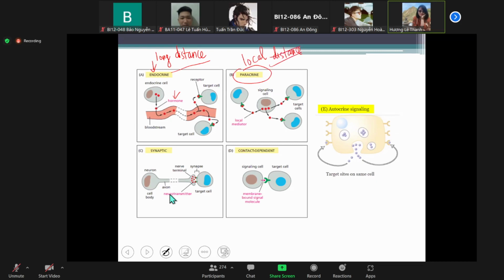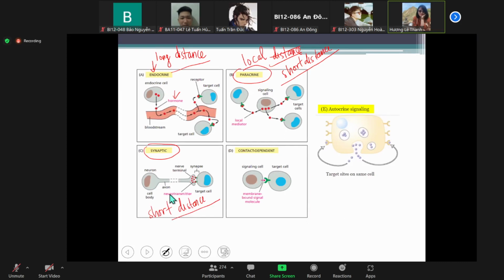It's local because remember the first slide I showed you in this lecture about sending the mating factors of the yeast cell, right? They are local. And also the synaptic. This is the short distance, or we call it local. Synaptic is another case of short distance also. They are quite short, but a specific case of short distance.